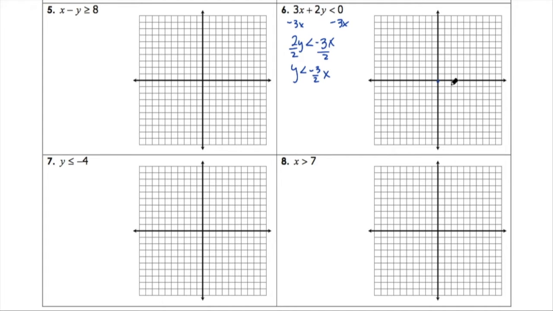So we start at the origin. We go down 3 and to the right 2, down 3 to the right 2, down 3 and to the right 2. And we've got some points there. We can go backwards the other way, up 3 over 2, up 3 over 2. Up 3 and over 2. Okay, it is another strictly less than symbol, so we can make a dashed line that goes right through these points.